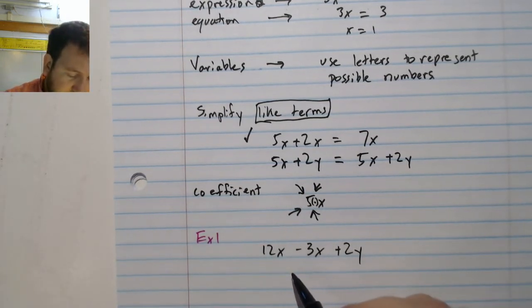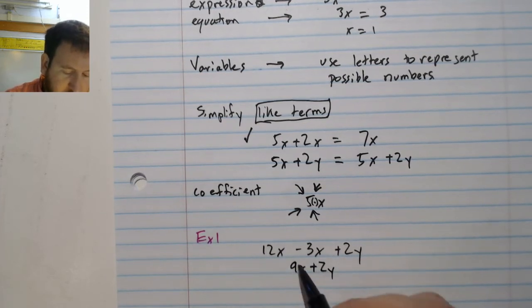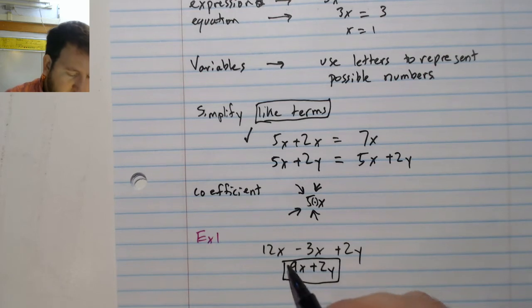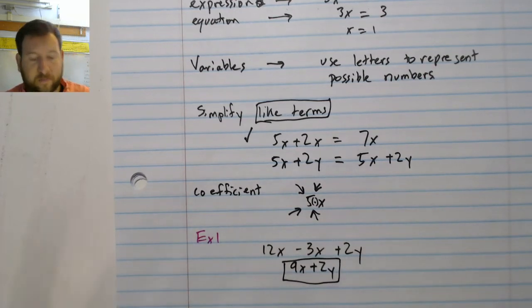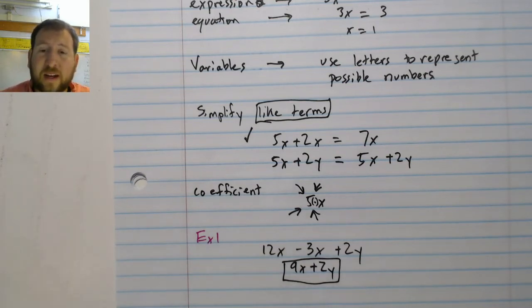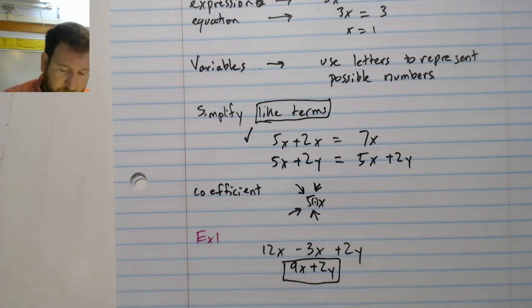So to simplify this, all I would do is write 9x plus 2y, and I'm done. My variable expression is simplified. There's literally nothing else I can do without knowing the value of x and without knowing the value of y, which I don't know, so I'm stuck here, and this is as far as I can go. Okay? Let's look at example 2.